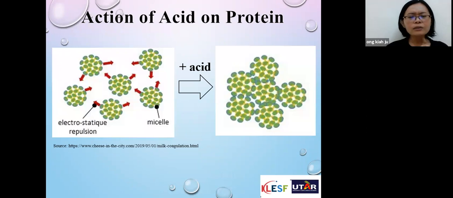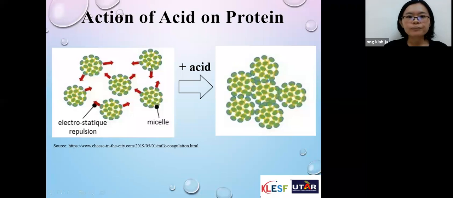Okay, so this is another picture that shows you the action of acid on protein. This is a protein, as you can see over here, one protein molecule, one protein molecule. In between these protein molecules, there are a lot of chemical interactions. So what happens is, when you add acid, this acid will affect or destroy the chemical bonds, the interactions that are found inside the milk. So that's why you can see the shape or the structure of the protein is changing.